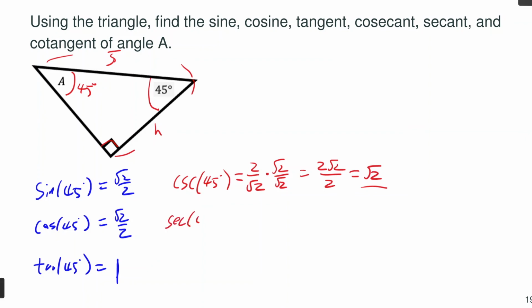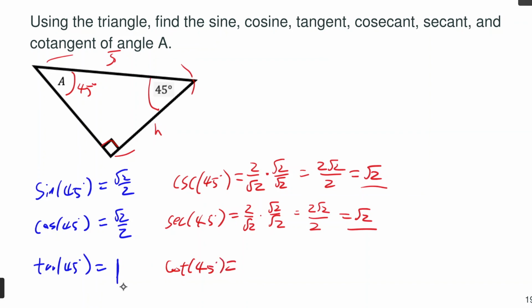Secant of 45 degrees, the reciprocal of cosine, is 2 over square root 2. We can again rationalize by multiplying by square root 2 over square root 2, which is 2 square root 2 over 2, giving square root 2. Cotangent is just 1 over 1, which is 1.